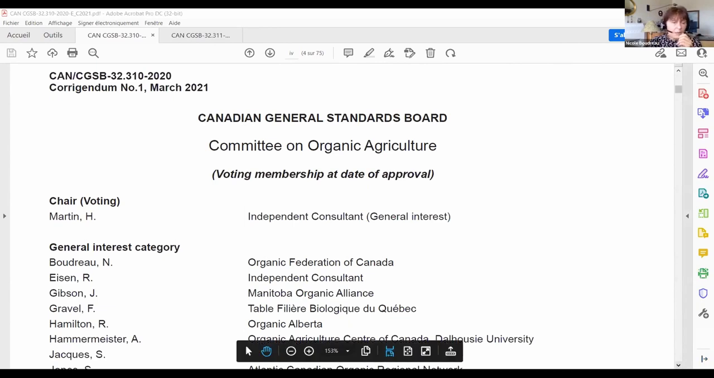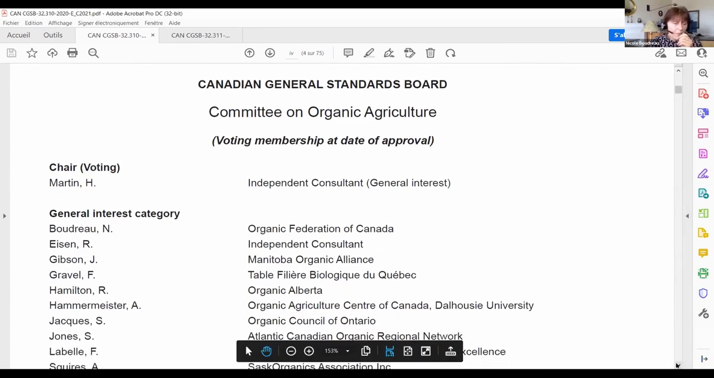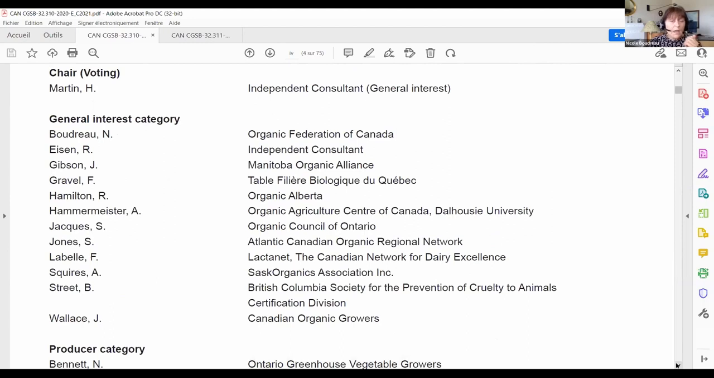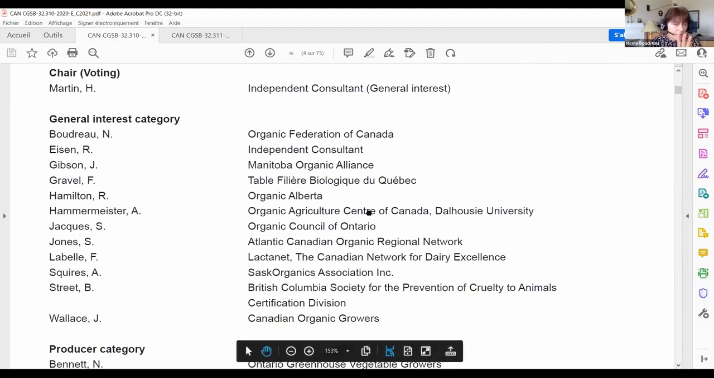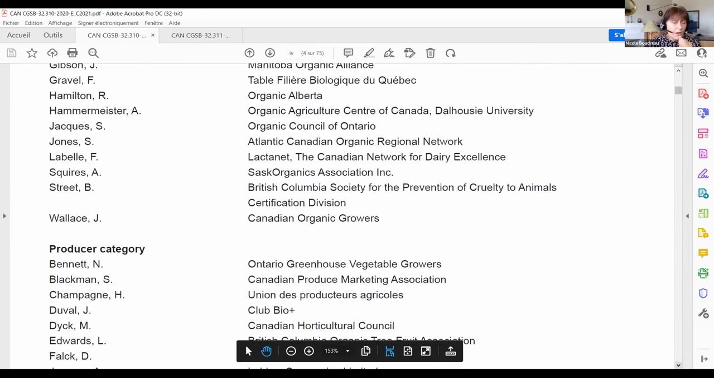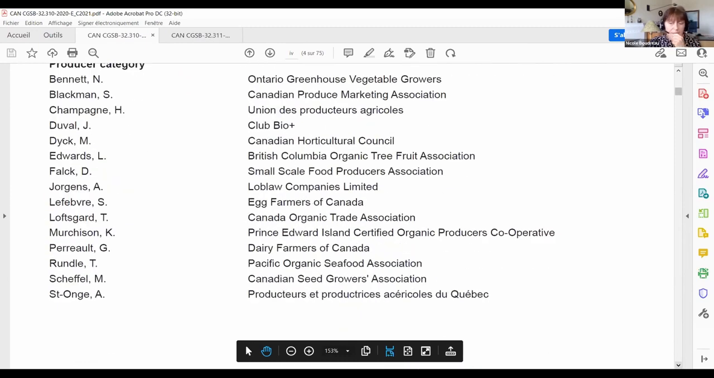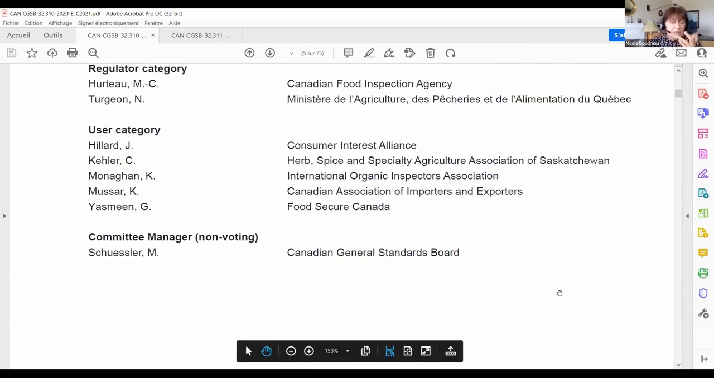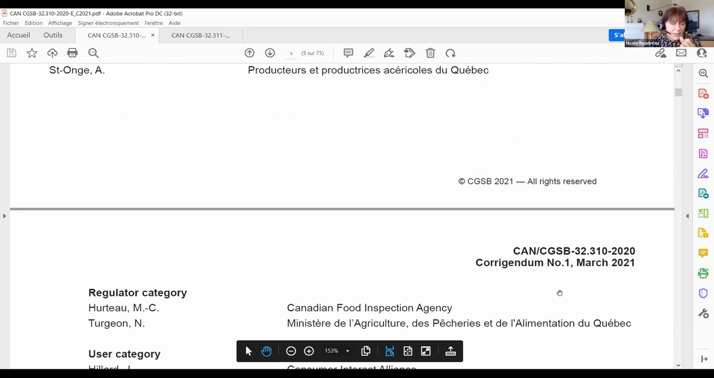So the CGSB requires to have people from every province. And then, in the first pages of the standard, you will read who are the voting members who will decide on the content of the organic standards. So this review process is done every 5 years. If we don't revise the standard every 5 years, CGSB will send the standards to archives. So the review is important.